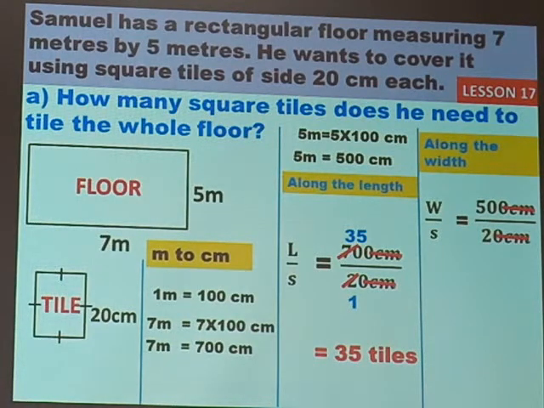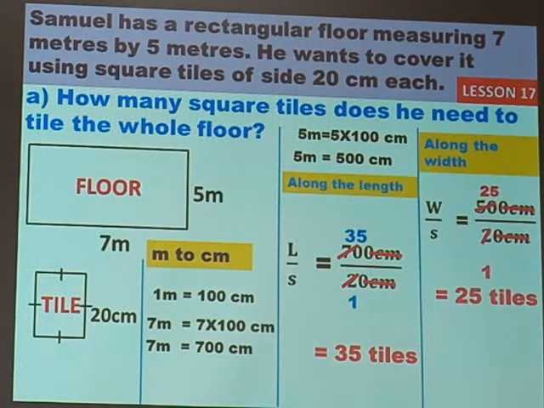What is the common factor? Our common factor there is 2. So 2 divided by 2, we get 1. If we divide 50 by 2, we shall get 25. So that means along the width of the floor, we can fix there 25 tiles.